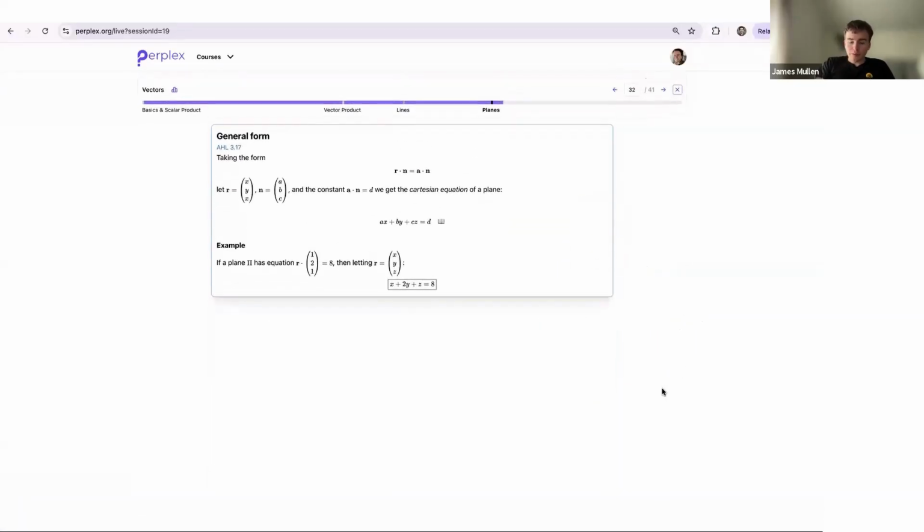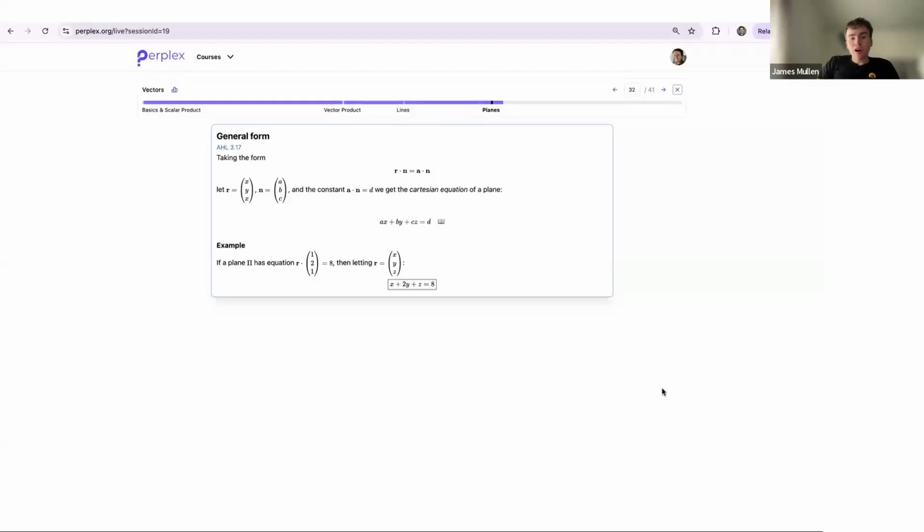Now, there's a very closely related form to the normal form that we just talked about, which is the general form or the Cartesian form of a plane. And if you note that we have r dot n is equal to a dot n, where a is some specific point in the plane and r is an arbitrary point in the plane, then let's call a dot n the constant d, all right? And if we say that r is x, y, z, and n is a, b, c, some direction, then I can write ax plus by plus cz is equal to d when I actually take the scalar product, okay?